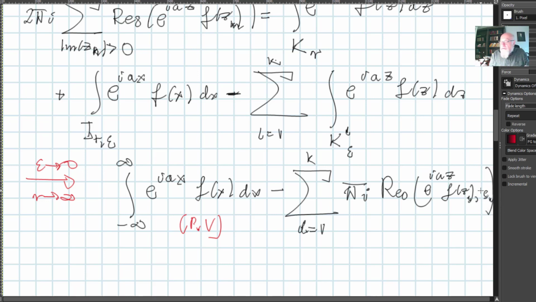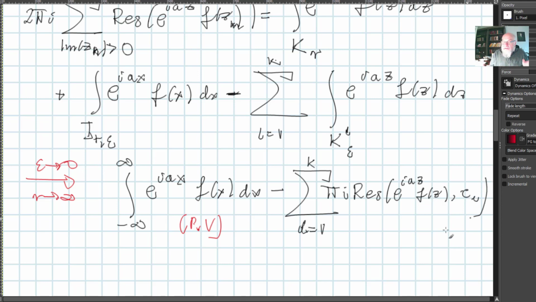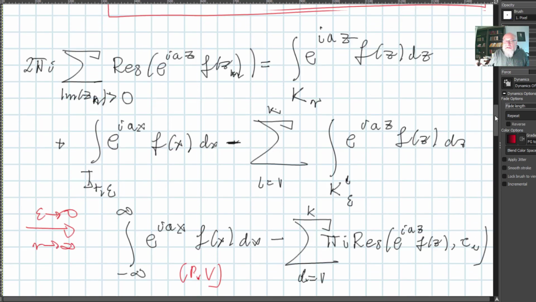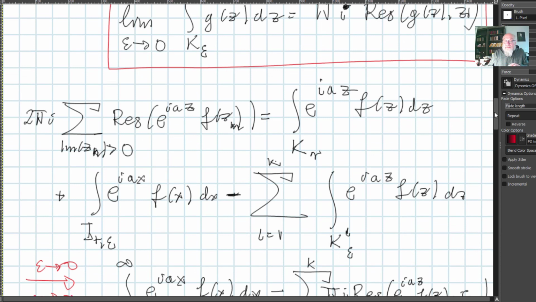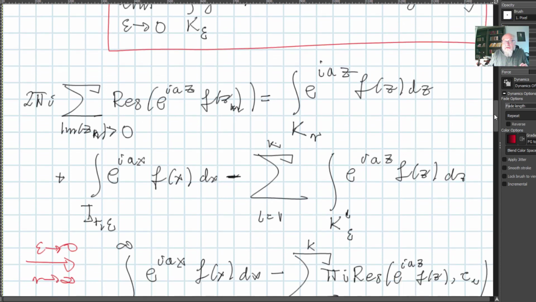I will make it much nicer, so just give me a chance. So it's okay, and this is pi i times the residue of e^{iaz} f(z) at c_L. So now you look here, and we see that that value is always constant. It doesn't matter what is n or what is r. So that means we are getting the formula.